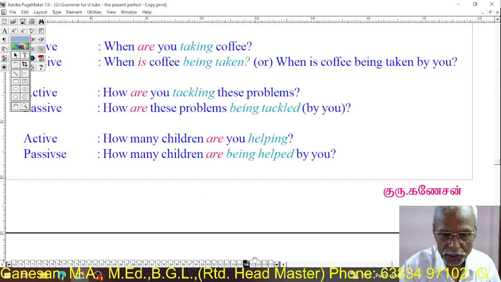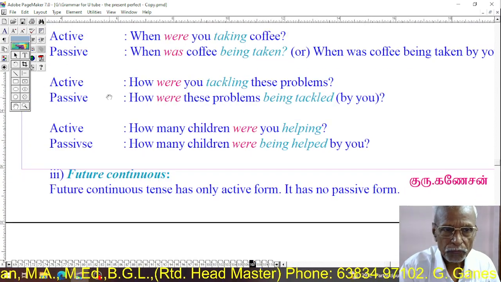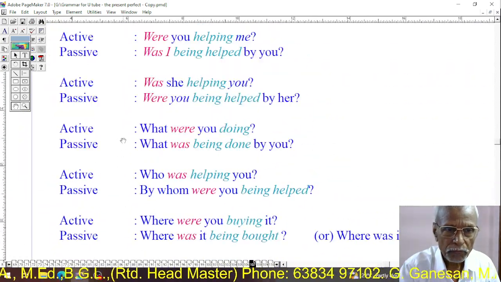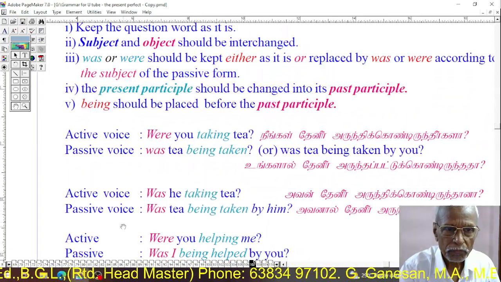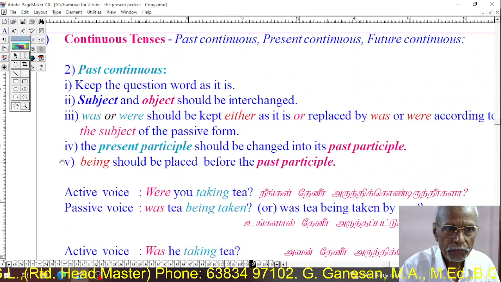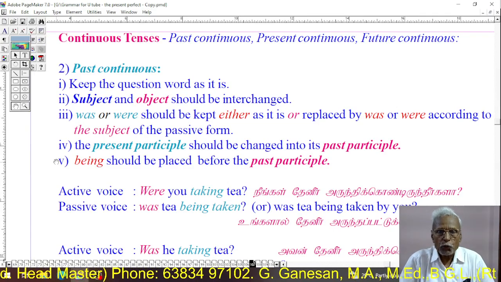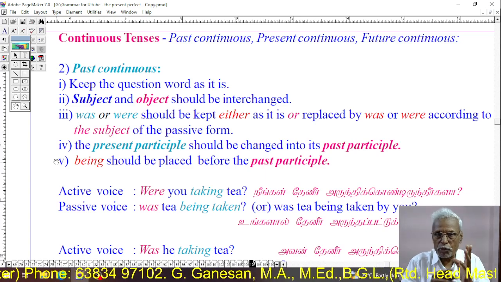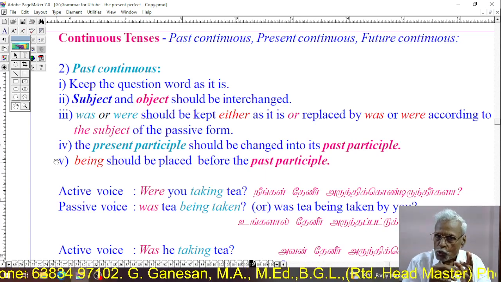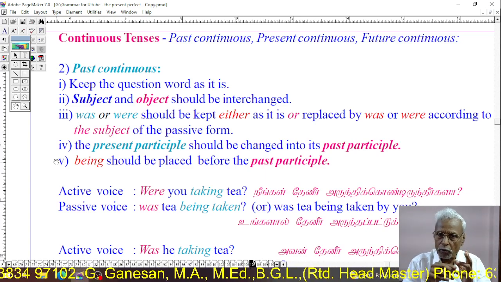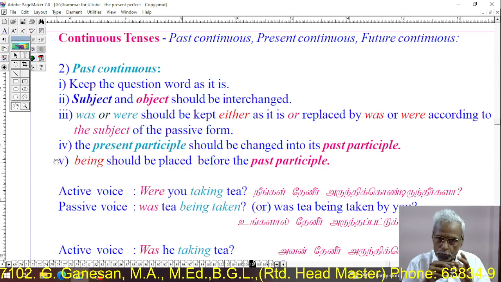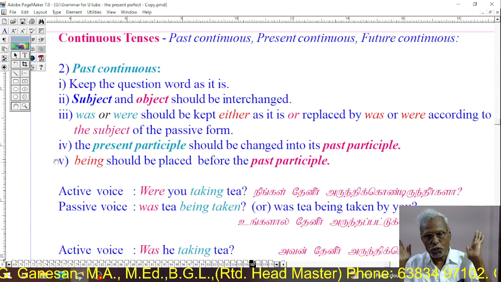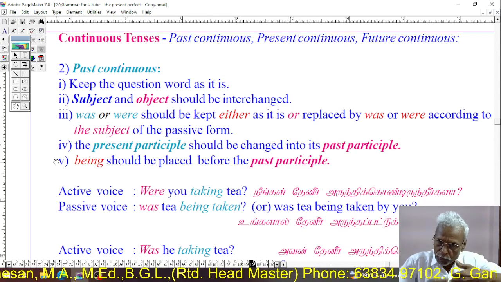Thus we have seen the present continuous tense. Now the past continuous. Dear students, in past continuous tense we know there will be two verbs. The first verb will be "was" or "were": "was" for singular and "were" for plural. Then there will be the present participle.